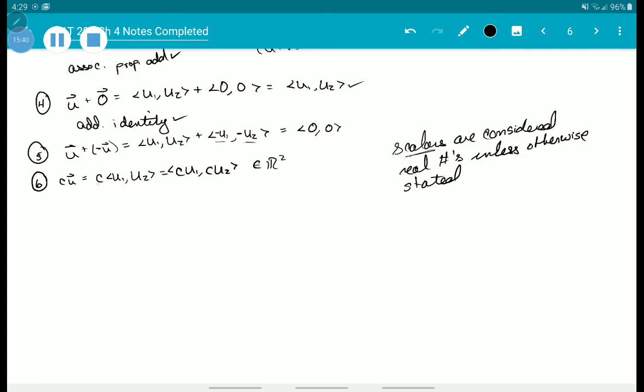So if I take a real number, that's a scalar, and I multiply it by a vector, do I get another vector that's in R2? And the answer is yes. We get something that's in R2. So we do have closure under scalar multiplication.